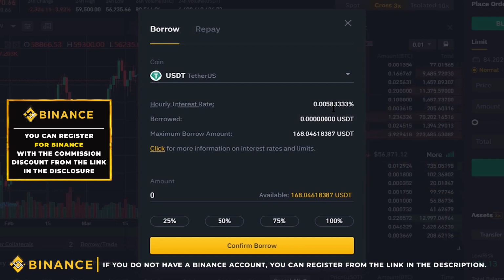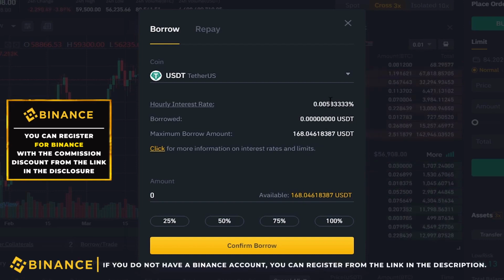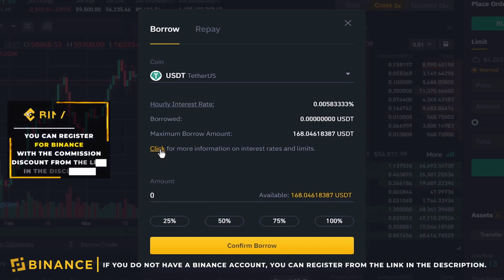On Binance, the interest rate is applied every 1 hour, and as soon as this 168 USDT is borrowed, this hourly interest rate will be added to our debt, and this happens every 1 hour. You can click on this link to get more information about interest rates and the maximum amount that can be borrowed on Binance for every coin.